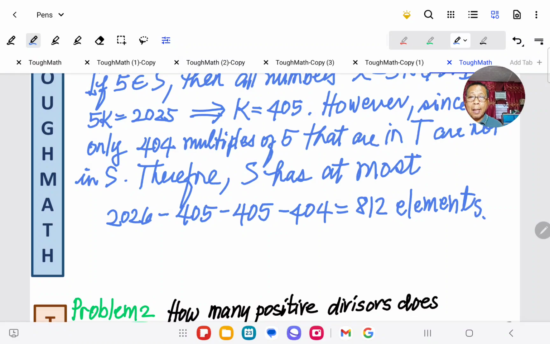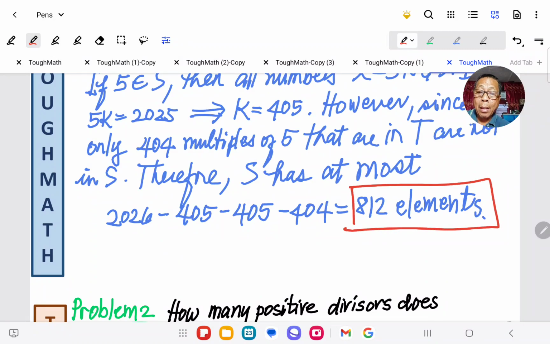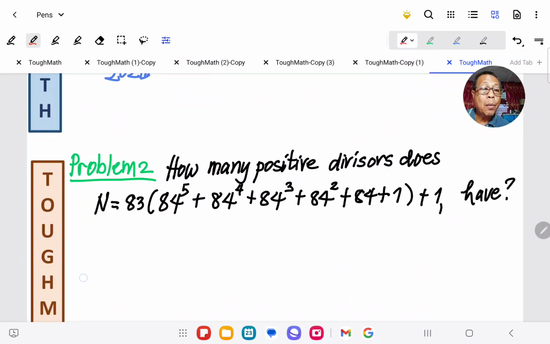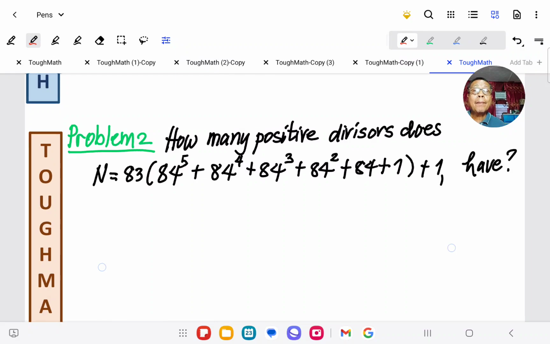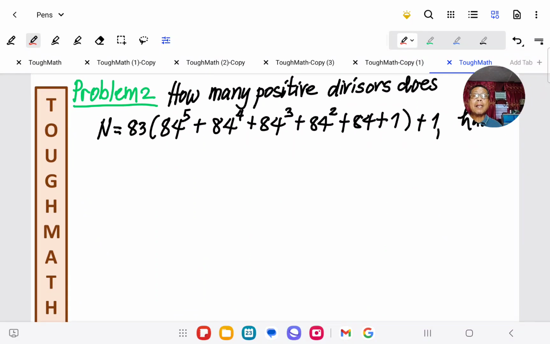Okay, so that's the answer for the first problem. Now we go to problem number 2. How many positive divisors does the number n have, where n is equal to 83 times the quantity 84 to the 5th plus 84 to the 4th and so on, plus 1.